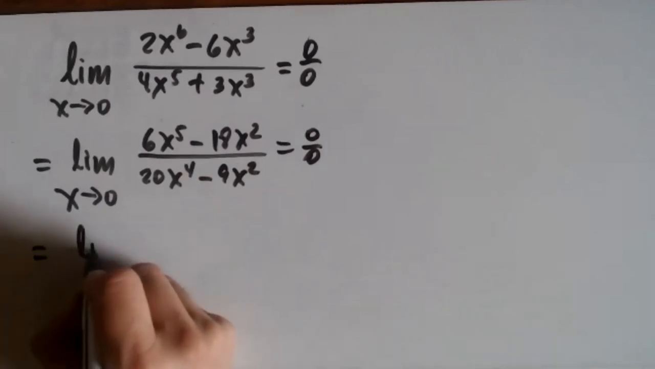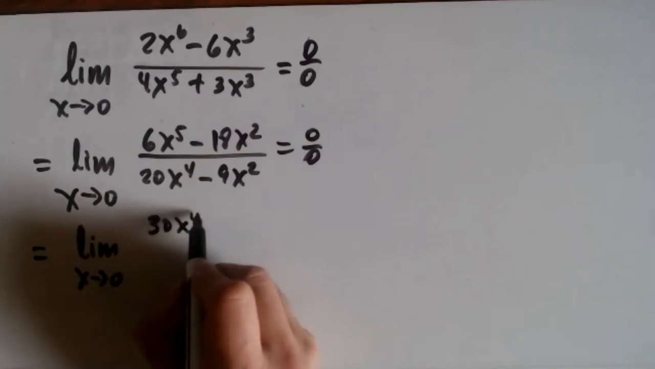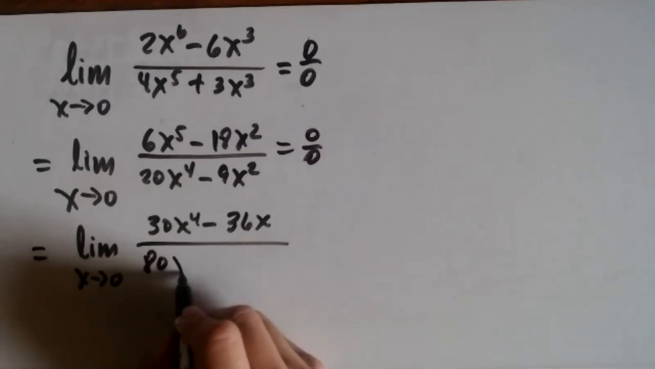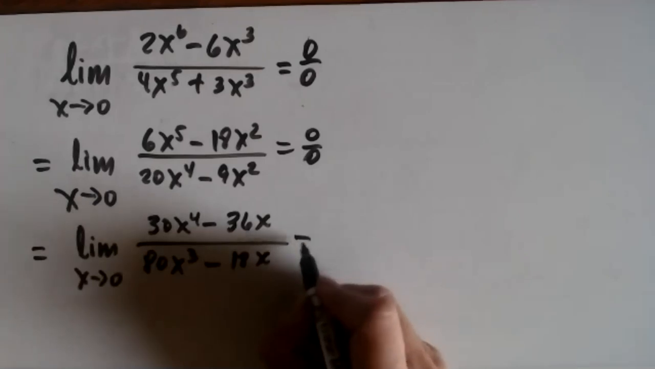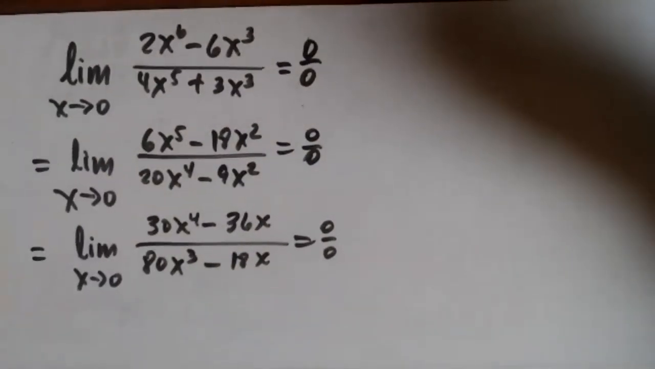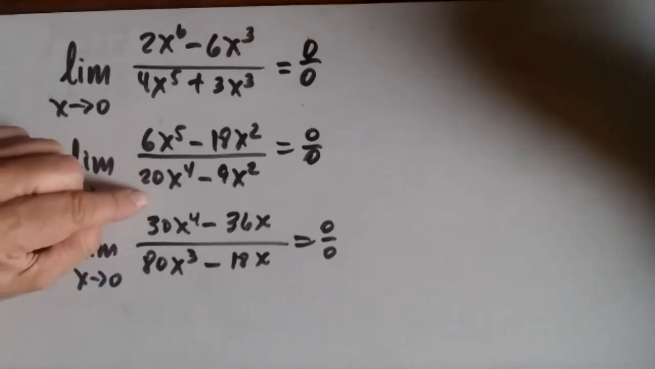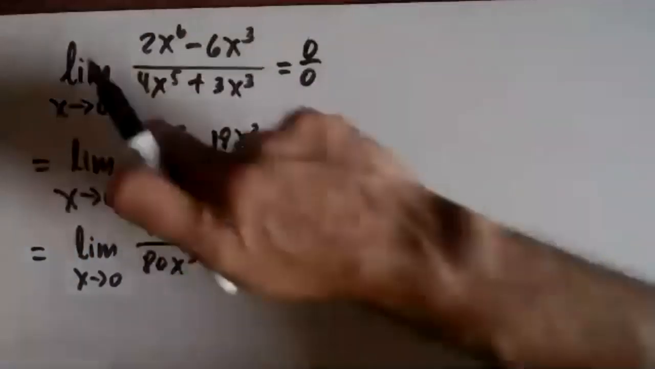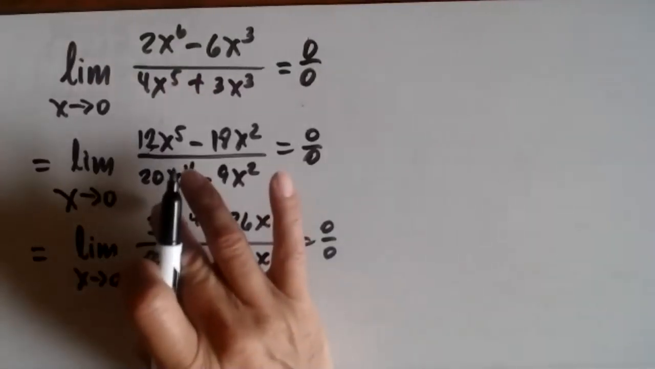Next derivative, let's see, another one. So it's 60x to the 4th minus 36x over 80x cubed minus 18x. Again, this is 0 over 0, correct? Wouldn't it be 12x to the fifth? 12x to the sixth? To the fifth. Right here? Because it's 2x to the sixth power, and you apply the rule, so it's 12x to the fifth. That's correct. Then this is 60.